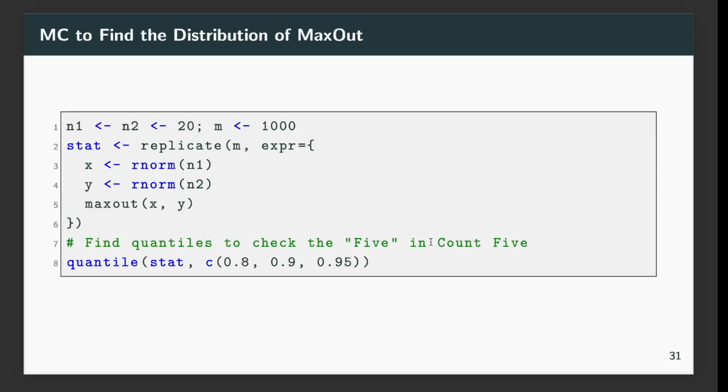conservative. So try to run this code, and when you run it, you find that the 95th percentile of max out is actually very close to 5, which validates the count 5 critical value. So this is not a coincidence. The critical value of 5 is chosen, and I think there's a paper on this. It's chosen by the author of this count 5 test based on the argument of this simulation.